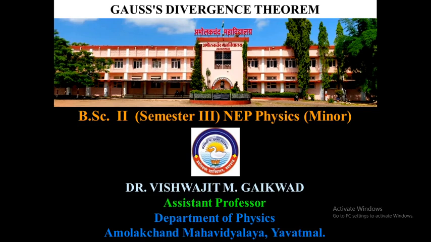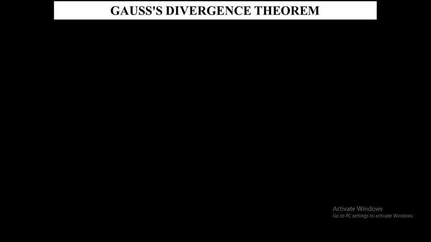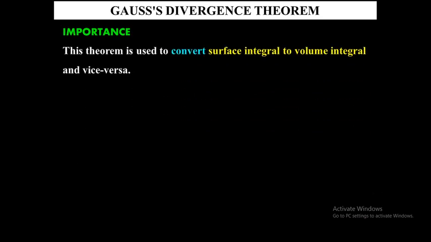Hello students, today we will learn Gauss Divergence Theorem. First of all, we will see the importance of Gauss Divergence Theorem, that is, why it is essential. This theorem can be used to convert surface integral to volume integral and vice versa. So this is the importance of Gauss Divergence Theorem. Now we will see the statement.